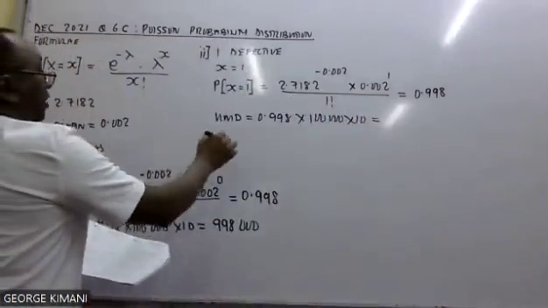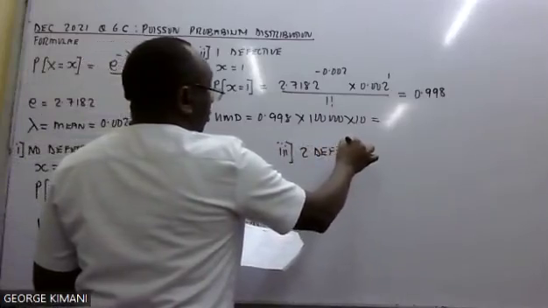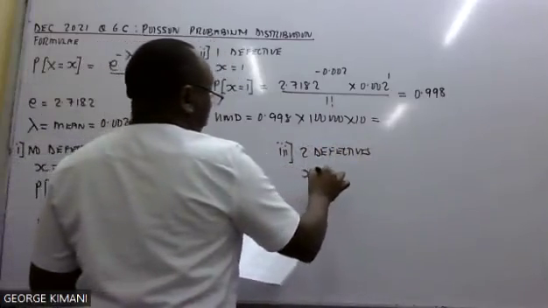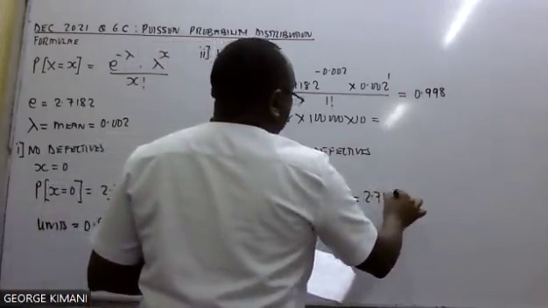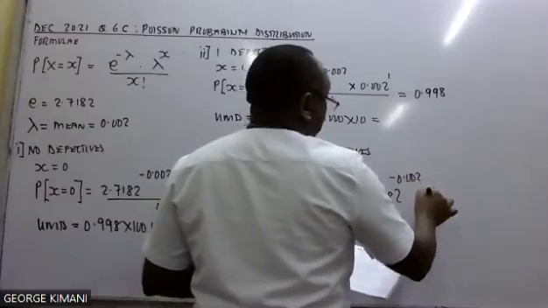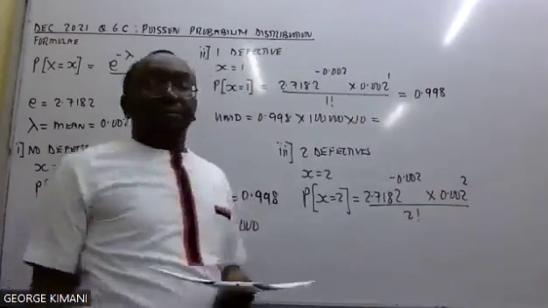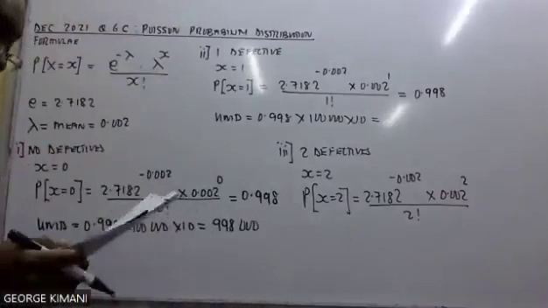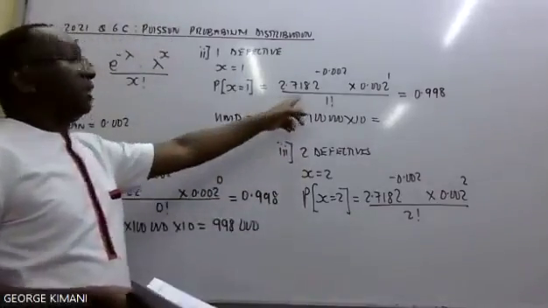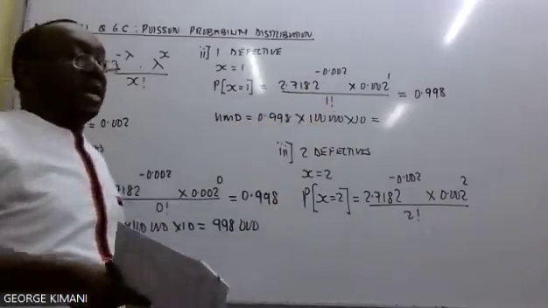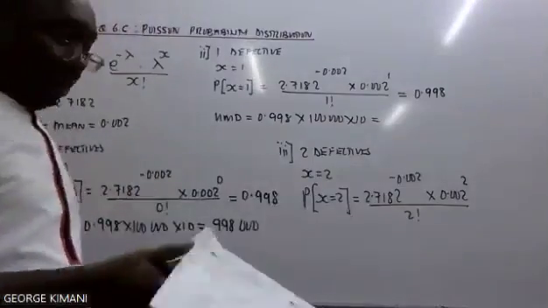Roman 3. You are told two defectives. So that means X is 2. So the probability that X is 2 is 2.7182 raised to the power minus 0.002 times 0.002 raised to the power 2 divided by 2 factorial. The other reason that could make it agree, you see now we're using 2.7182, which is already out there. But if you are to use e directly in the calculator, there could be a small difference, but not a significant one.